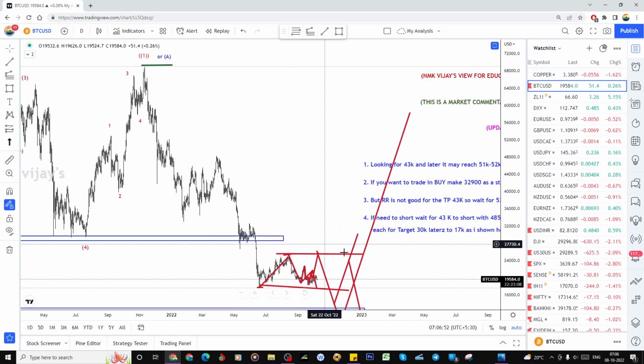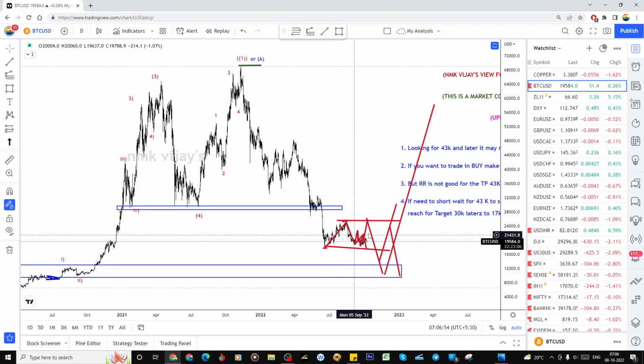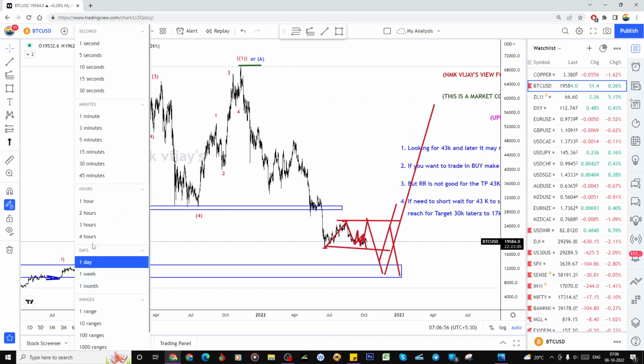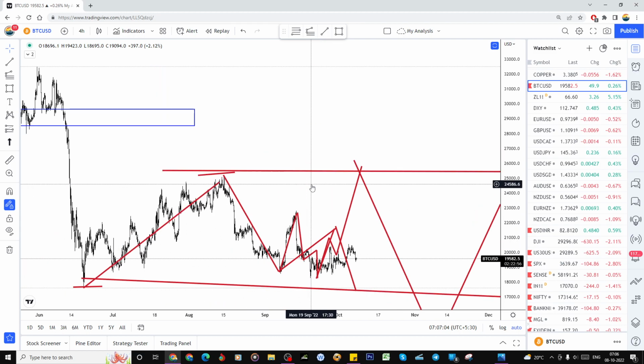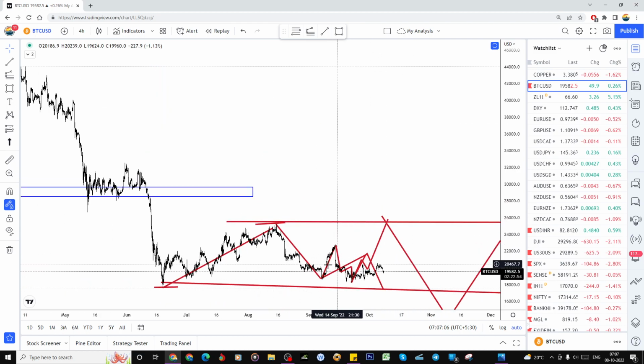It is struggling to break. Look at this, it's struggling to break. If you look at the 4-hour chart, it's looking like one impulsive, one correction, and again I'm expecting the three-wave structure. This is the one A, B, C, and one more low is also available here.